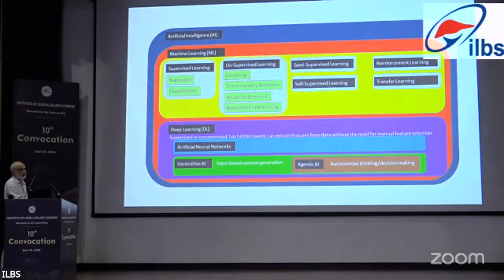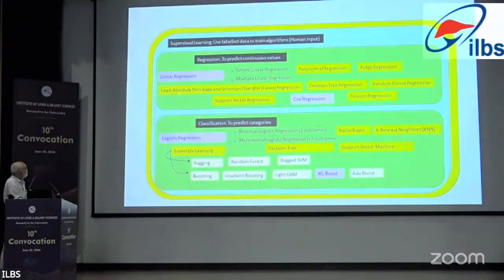It is called deep because it has hidden layers. We will see what hidden layers are. It can extract features from the data without the need for manual feature selection. There is no need to select what features you want to put in; it will select on its own. This is deep learning. Artificial neural networks are the basic type of networks. We will see generative AI; agentic AI we already know.